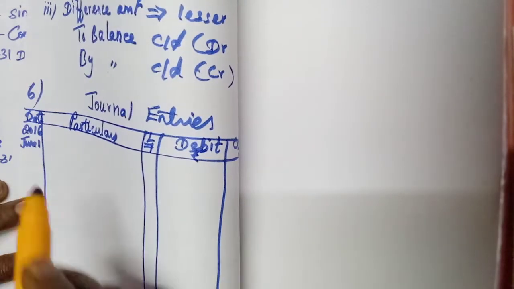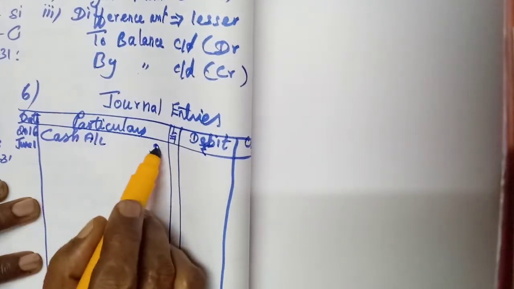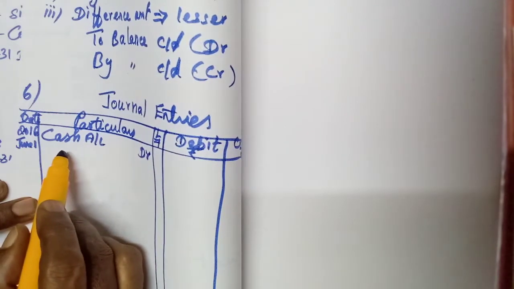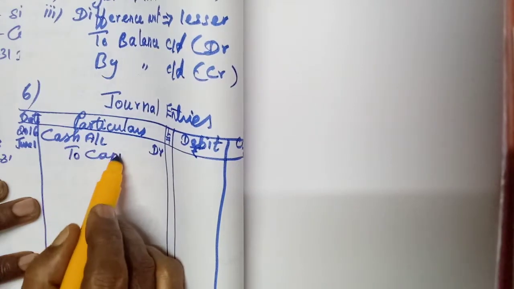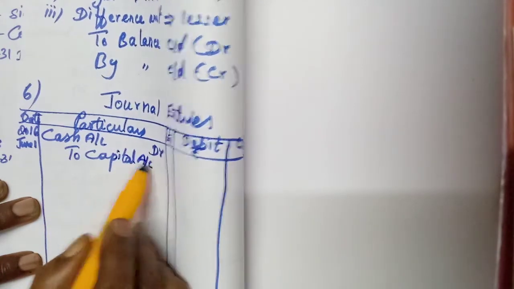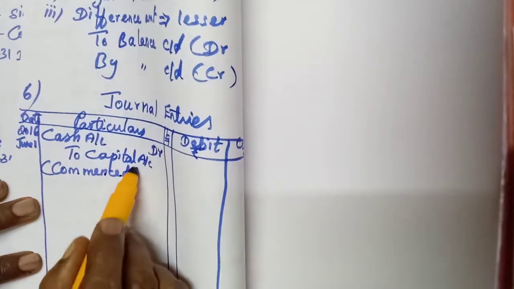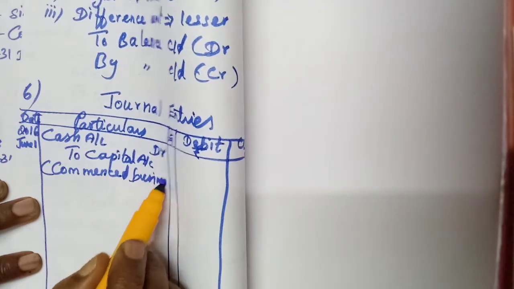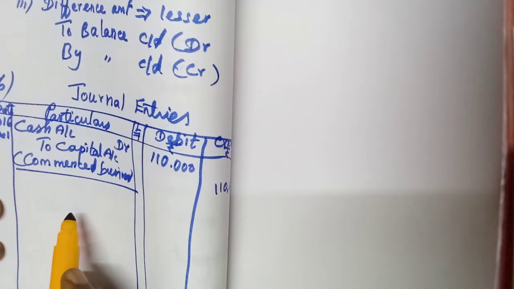Commenced business with cash. What is the journal entry? Cash account debtor to capital account. Here person's name is not given. So we can write simply to capital account. Commenced business. Okay, that's all. Amount 1,10,000. Okay, first entry.